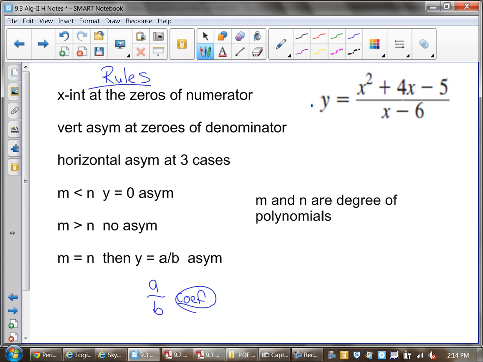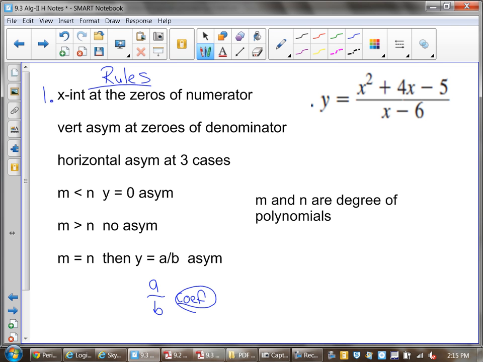The first of the rules is to always identify the x-intercepts of the functions. The x-intercepts are at the zeros of the numerator, which means sometimes you're going to have to factor it, sometimes you're going to set it equal to 0, and if it's a constant, that means there's no x-intercepts. There's a couple of things. I've got a bunch of examples today to show you all these different variations.